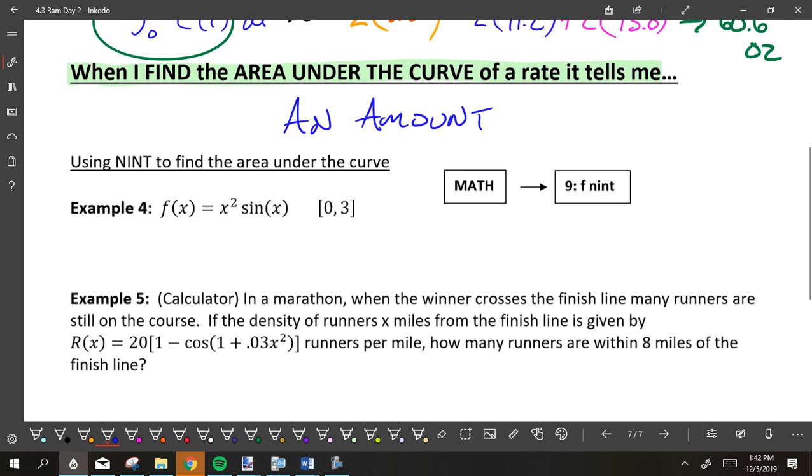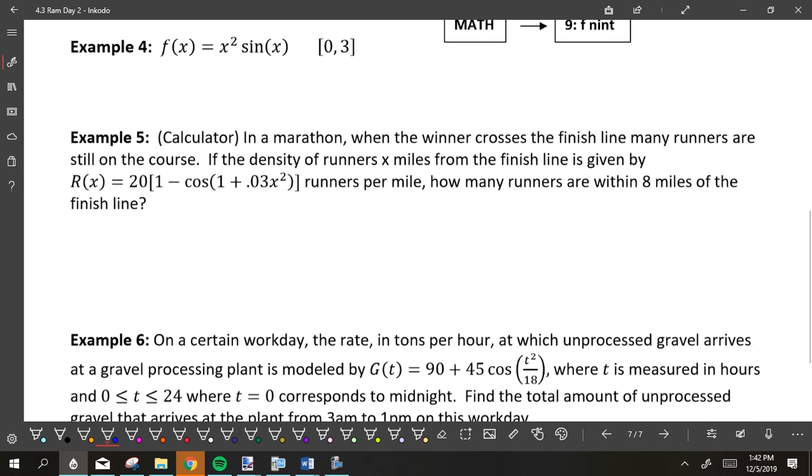Okay, last ones of the day, and these are easy. These will take us 2 minutes apiece, if that. In a marathon, when the winner crosses the finish line, many runners are still on the course. So imagine us running a marathon. Obviously, I'm going to win. I won the marathon. All of you are behind me.